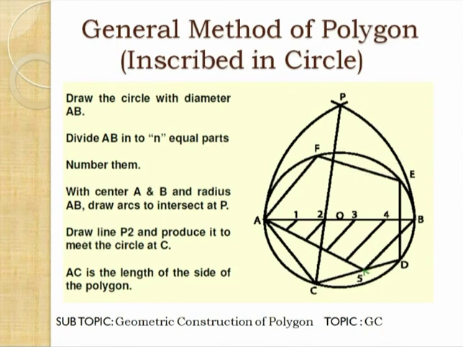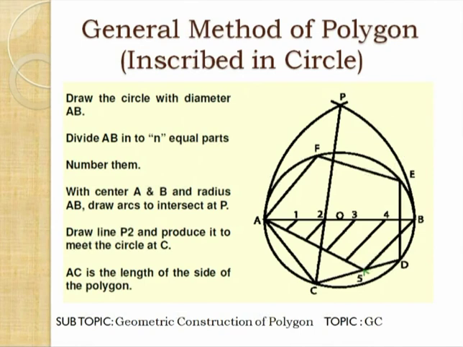Now first of all you draw the circle of given diameter, then divide the diameter AB into 5 parts. Here we want to draw the pentagon, so you divide this diameter AB into 5 parts. Then you take center A and, taking a radius equal to the diameter AB, you draw one arc.